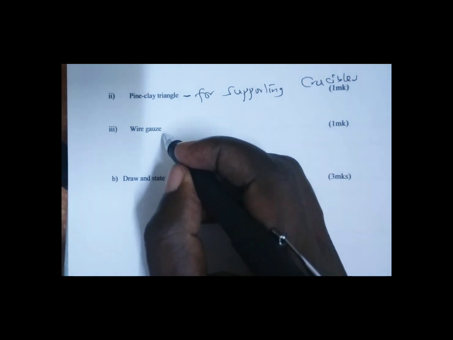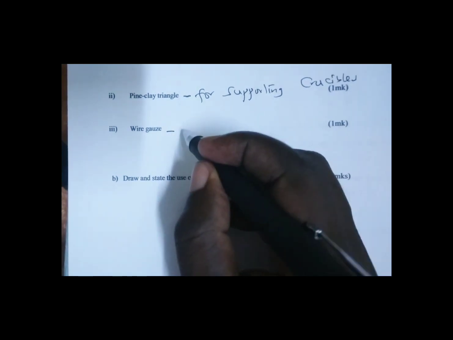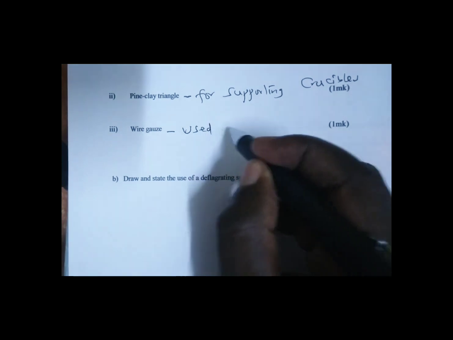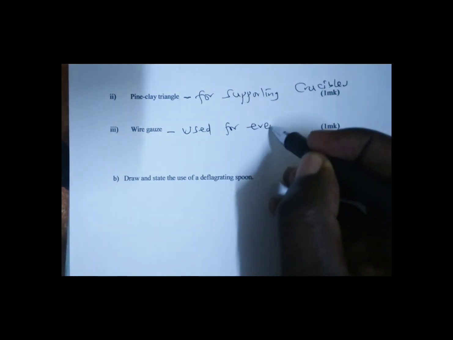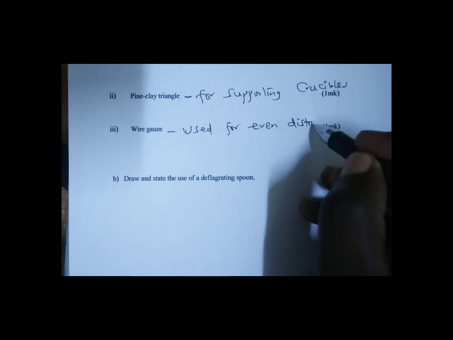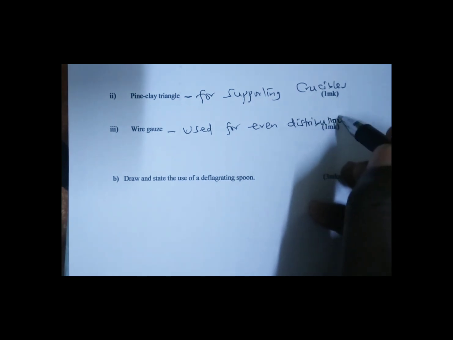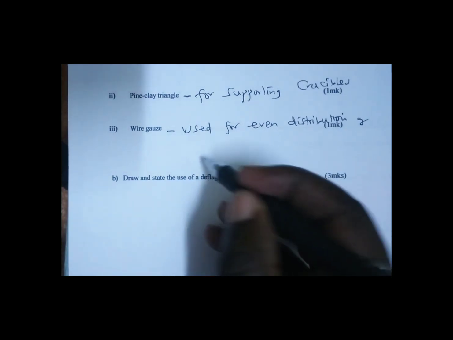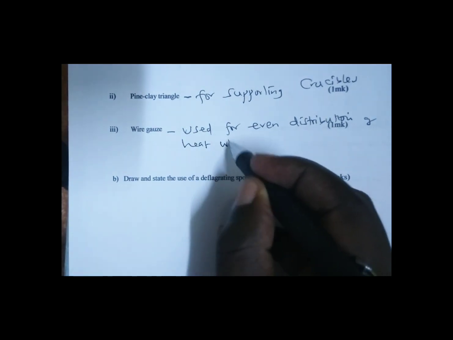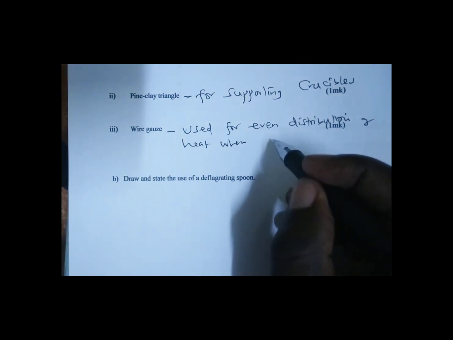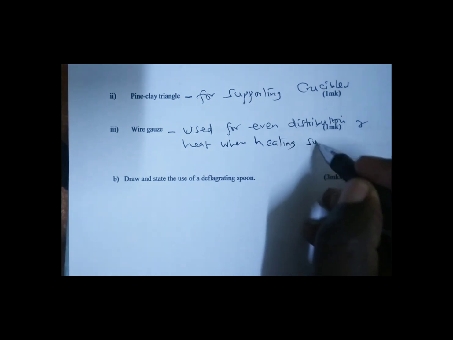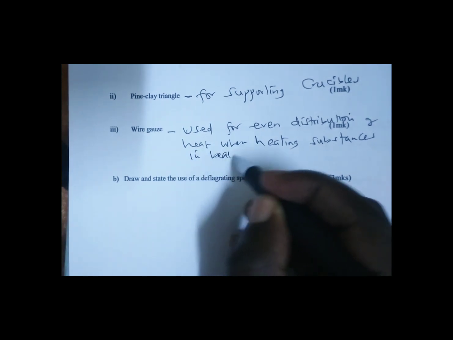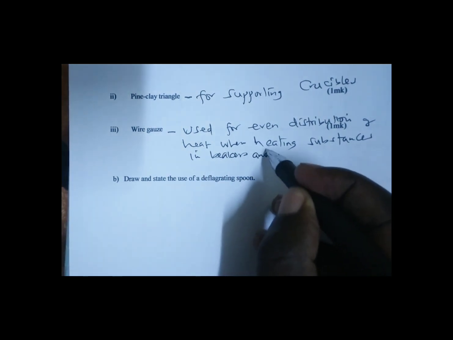We have the wire gauze. The wire gauze is used for even distribution of heat when heating substances in beakers and flasks.